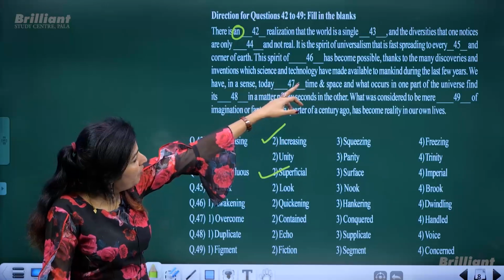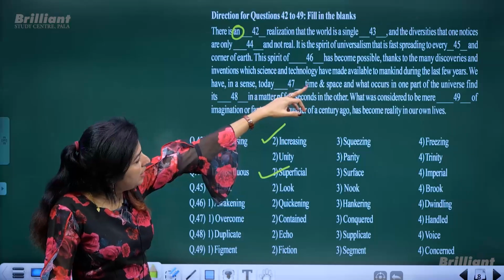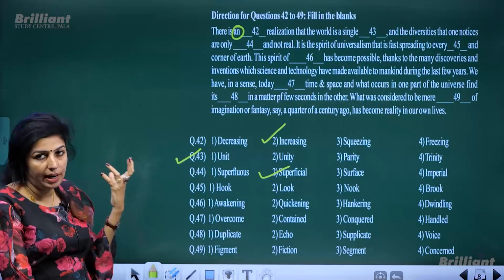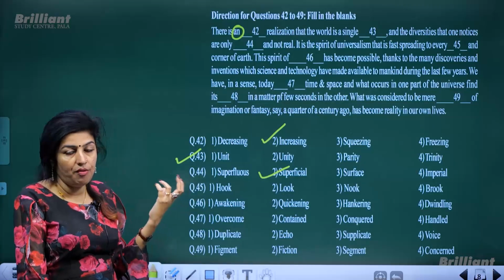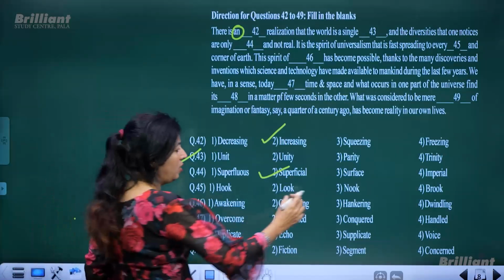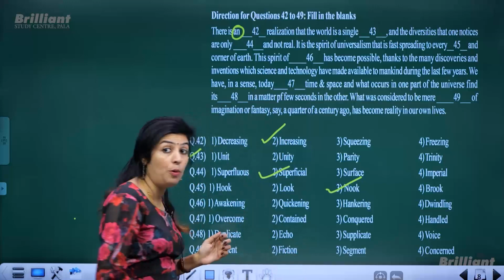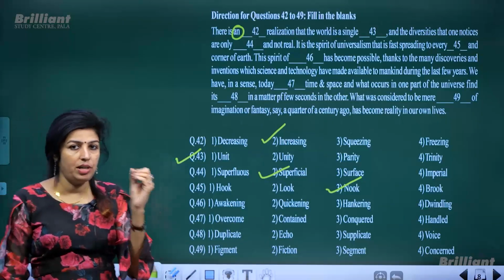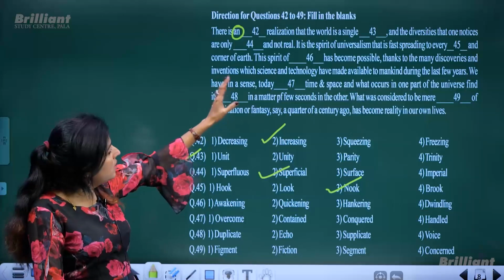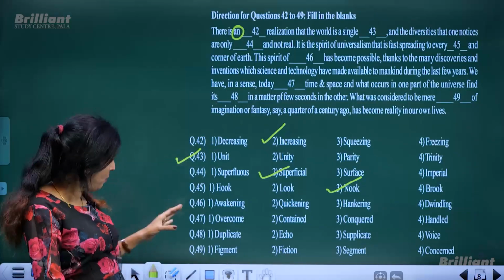It is a spirit of universalism that is fast spreading to every dash and corner. It's a phrase, nook and corner. Every nook and corner means each and every point. It's an idiomatic phrase which means every inch, every part. So every nook and corner of the earth, this spirit of dash has become possible.